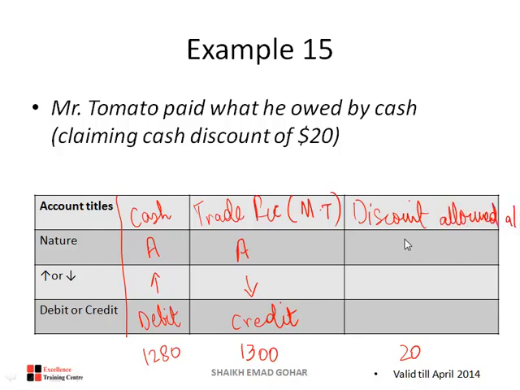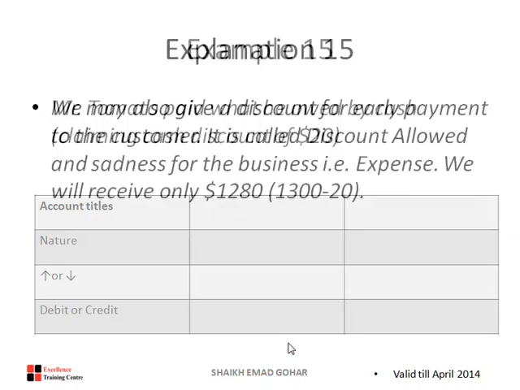You are happy to allow the discount? And you are crying, okay. So your sadness is increasing, it means your expense is increasing, and your expense increases. So see, 20 plus 1280, how much? So debit is equal to credit or not? Fine. Easy, difficult? Very easy. Good.